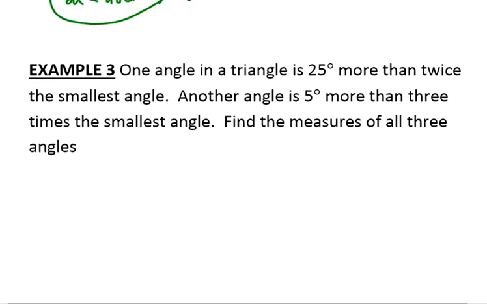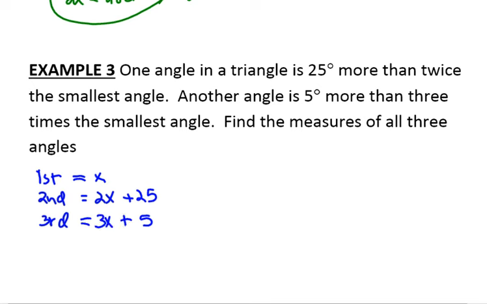Example 3, one angle in a triangle is 25 degrees more than twice the smallest one. I think I'll go ahead and just label these first, second, and third angle in those triangles. One angle in a triangle is 25 more than twice the smallest. So we'll let this be the smallest one here and call it x. So another one is 25 more than twice that. So 25 plus 2x. And another angle is 5 more than 3 times the smallest angle. So 5 more than 3x. So here's my 3 angle degree representations.